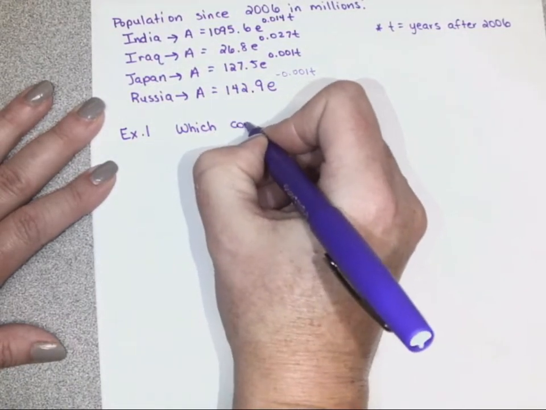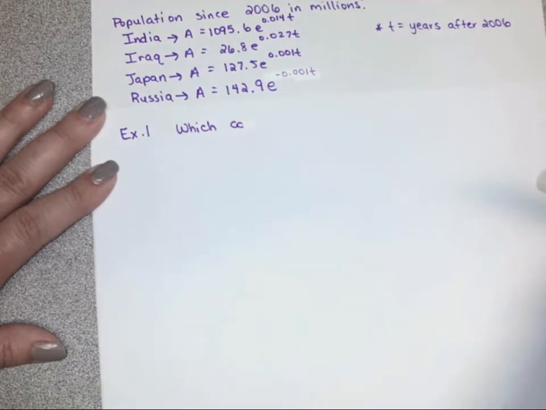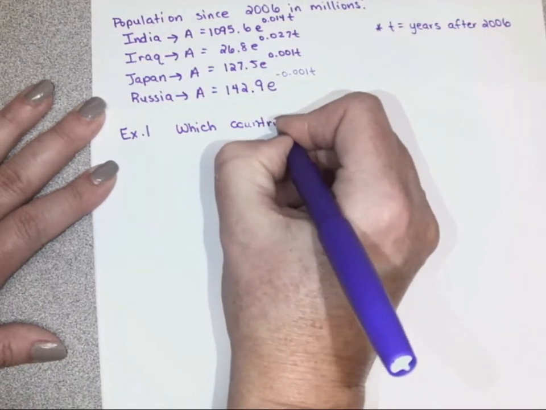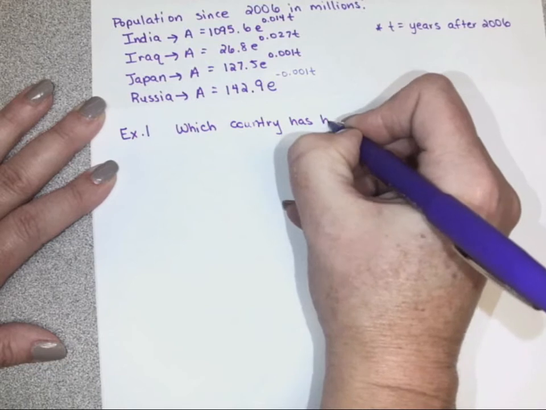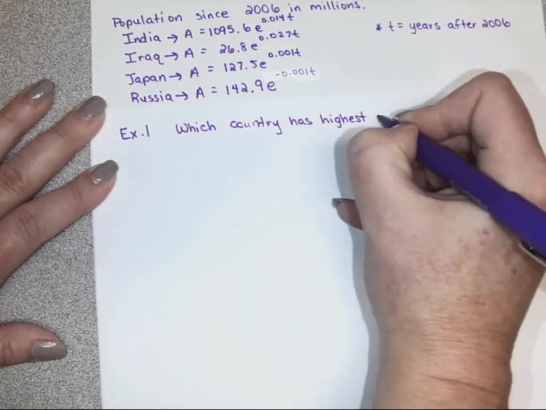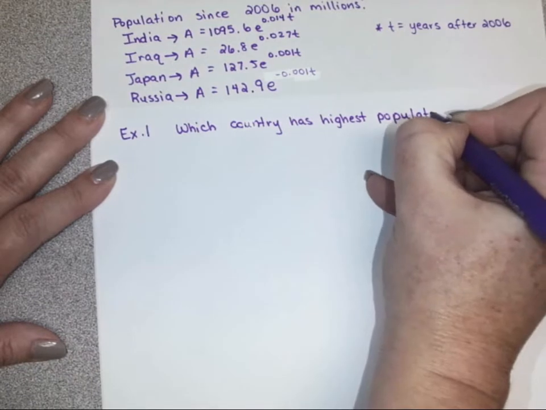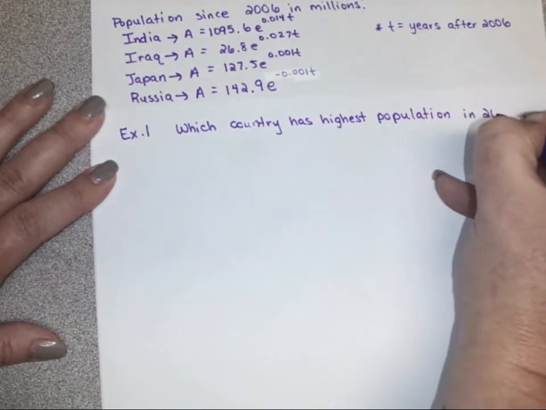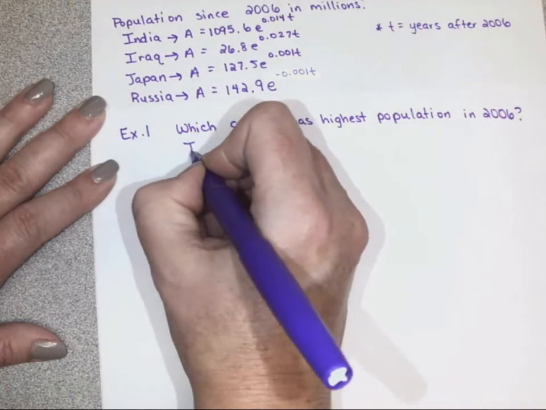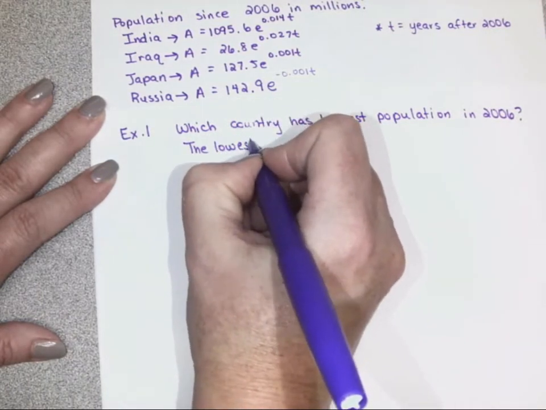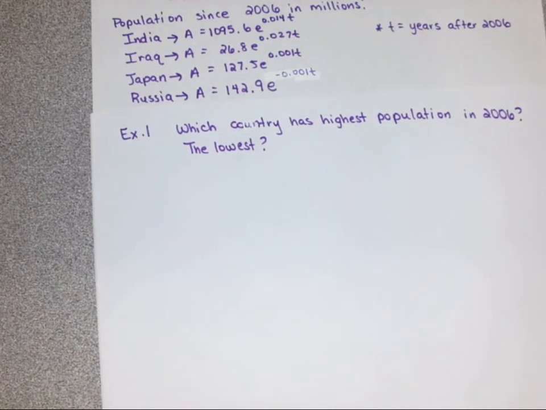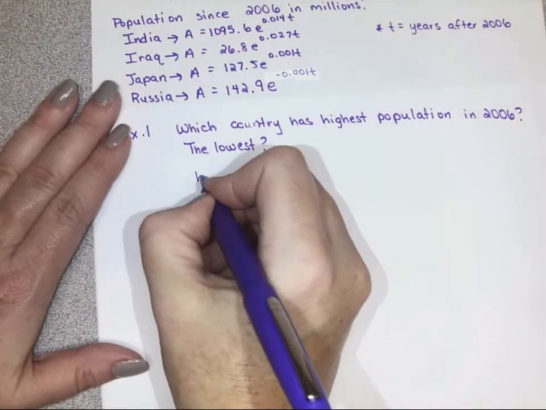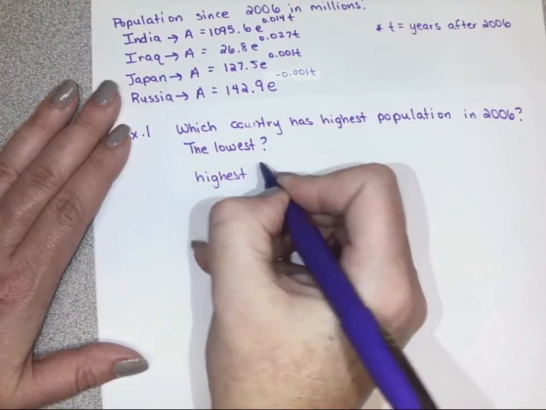So which country, without a calculator, just by glancing at the formulas, which country has the highest population in 2006? Okay, and then I also want you to tell me which one has the lowest. For this one, we'll get out our calculator in a bit, but I don't want you to use the calculator for this, because I actually don't think that you need to. Because remember, 2006 is the start, right? So you actually know the starting populations of all of the countries, right? So which one has the highest starting population?